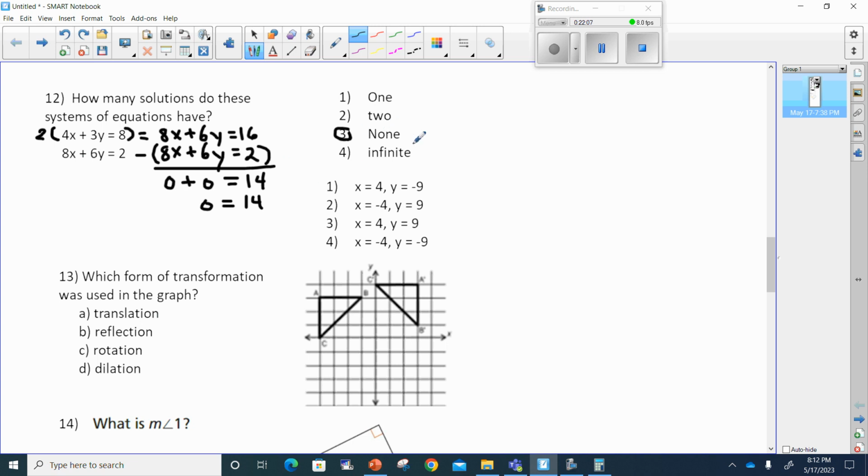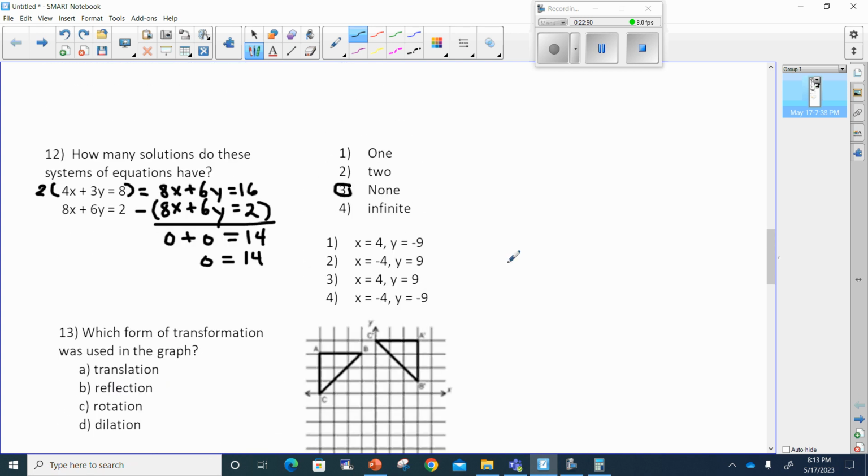Now remember the rule: if the coefficient is different, you will automatically have 1, right? If the coefficient's the same and the number is the same, you'll have infinite. But if it's not the same, it will be 0. That's what we got here. 0 equals 14.